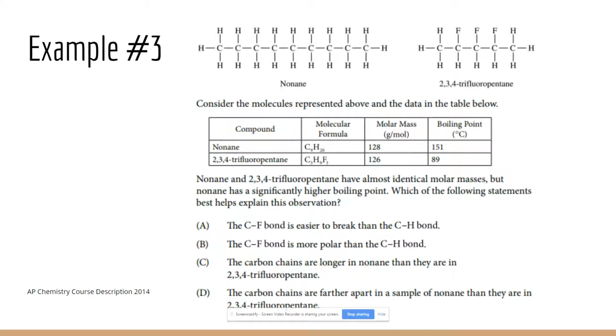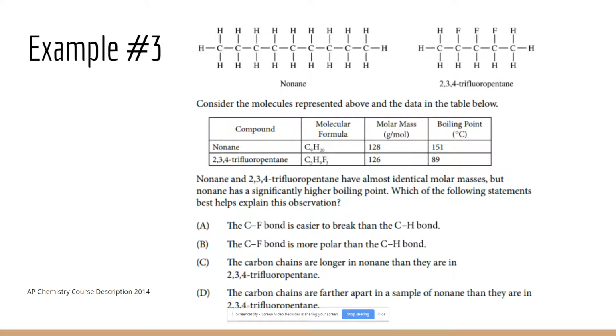Pause here. You don't need to write down the question. So this is a multiple choice question that was taken from the course description. This is a publicly available document that just contains a couple of practice problems for AP Chemistry. And then I'm just going to work through this problem with you. So it gives the picture.